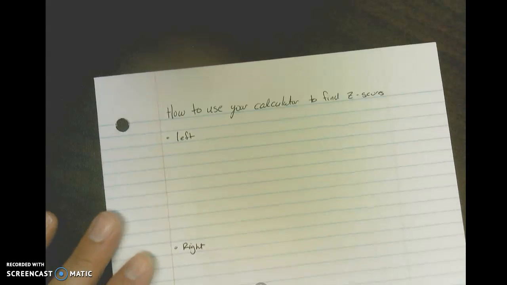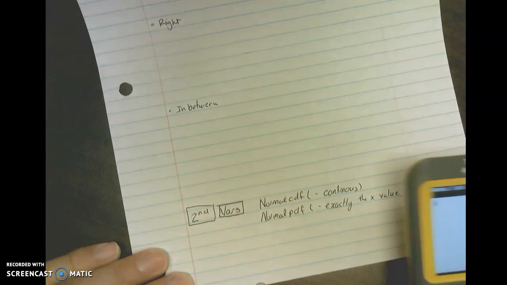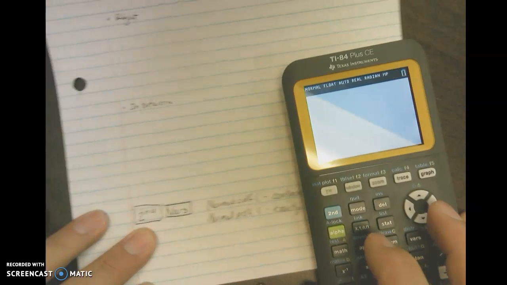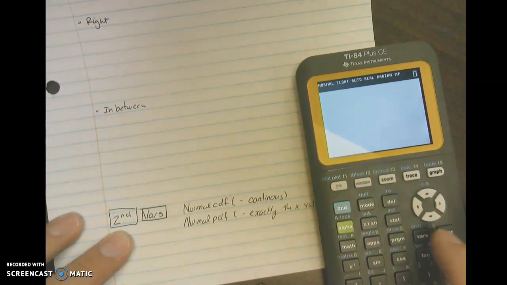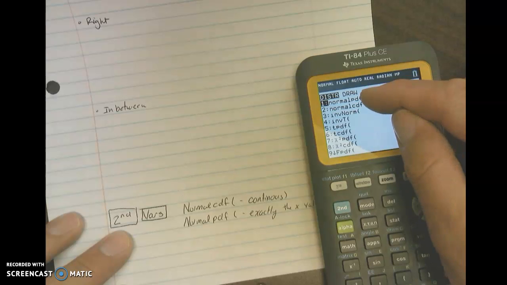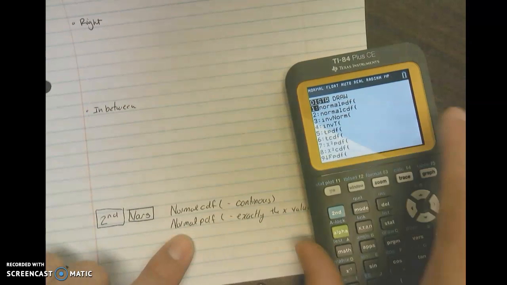So we're looking at how to use your calculator to find z-scores. The first thing you're going to want to do is turn it on. You're going to hit the blue button for your second bars, which is over here, so that you should get the distribution. The distribution we're looking for right now is the normal PDF and the normal CDF. I put those right here.